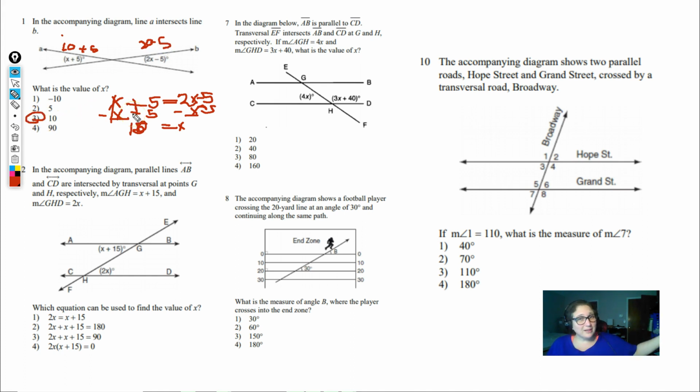The other thing you could do, because this is a multiple choice question, is we could just plug the values in. We could have plugged in negative 10 and done those types of solutions and then seen what made the most sense. So any of those ways would have been totally fine.